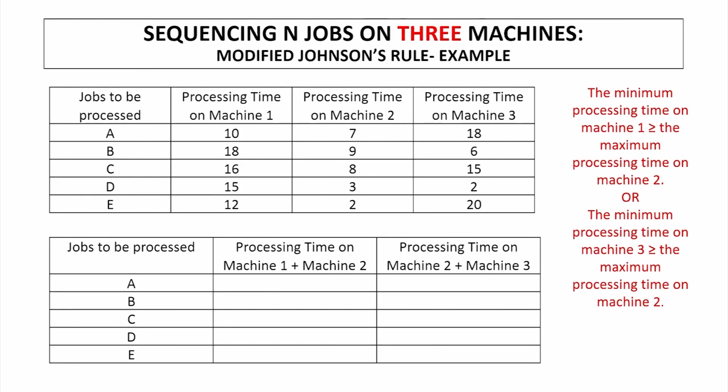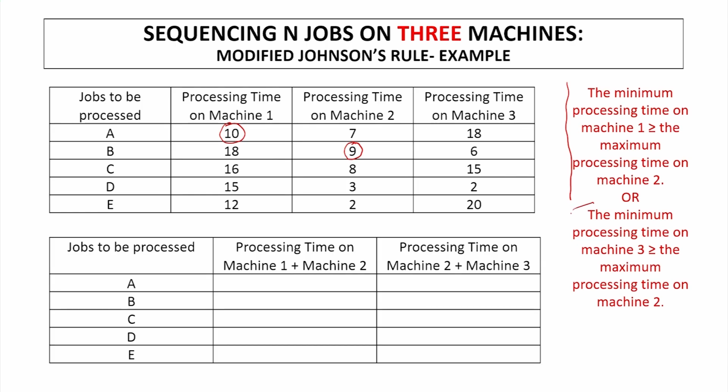So, the condition is the minimum processing time on machine 1. The minimum processing time on machine 1 is 10. It should be greater than or equal to the maximum processing time on machine 2. The maximum processing time on machine 2 is 9. So, this condition is met. We can say that the minimum processing time on machine 1 is greater than this.